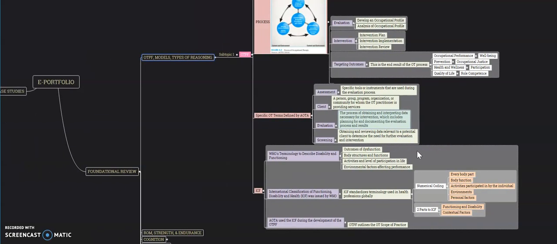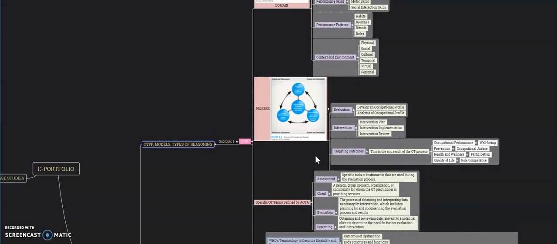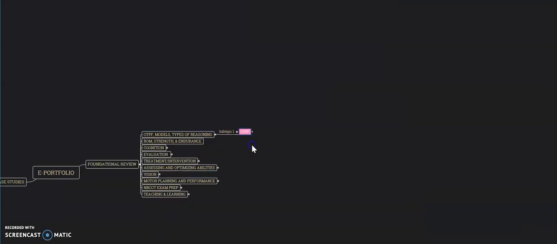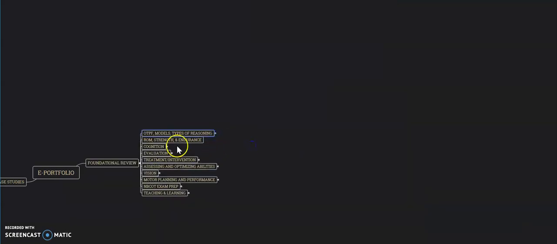I liked that it went into the AOTA and ICF a little bit more. So this was the one I chose for that. Let's minimize that.